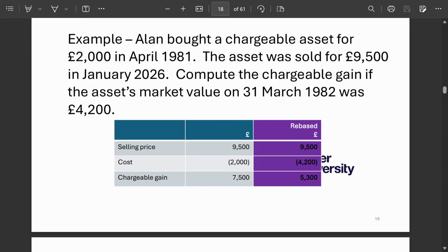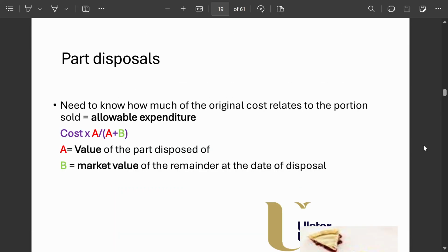So when you have a 9,500 sale, the cost will be rebased as 4,200. We will not take the 2,000 cost, we'll take 4,200. I don't know if it's very clear here, the background is too dark, but we are going to essentially take 9,500 minus the 4,200, which is the cost on 31st March 1982. So it's pretty simple actually once you understand what is being done.